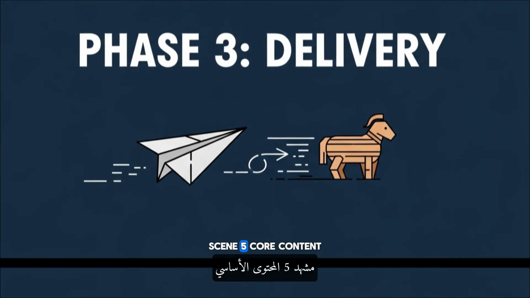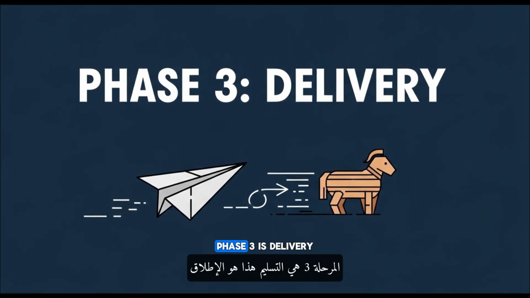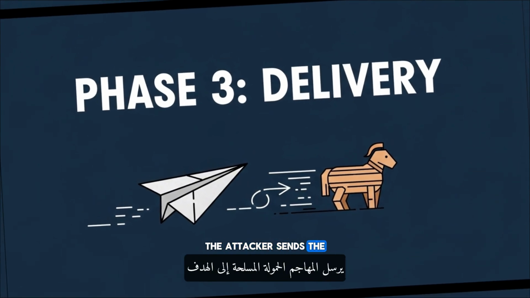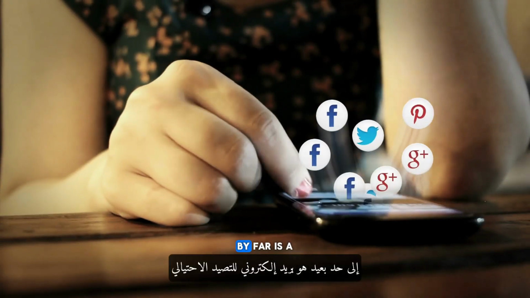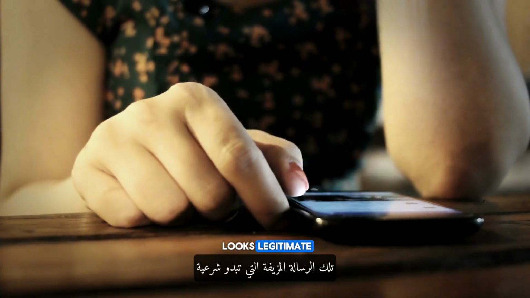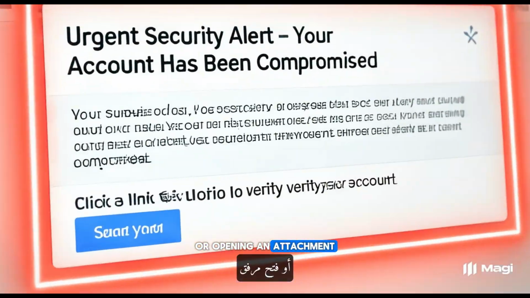Scene 5. Core content. Phase 3. Delivery. Phase 3 is delivery. This is the launch. The attacker sends the weaponized payload to the target. The most common delivery method by far is a phishing email, that fake message that looks legitimate, tricking an employee into clicking a link or opening an attachment.